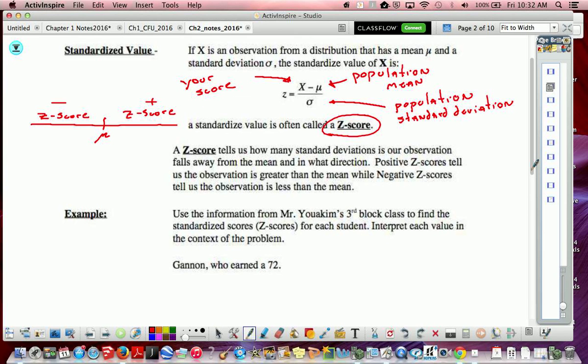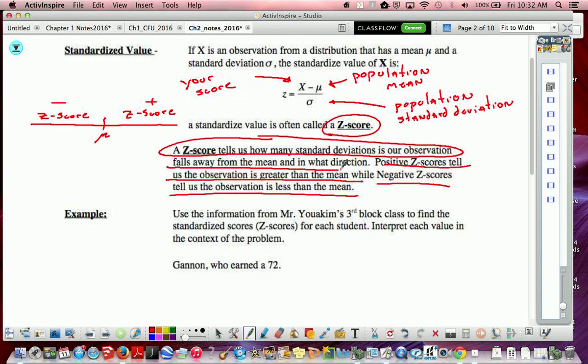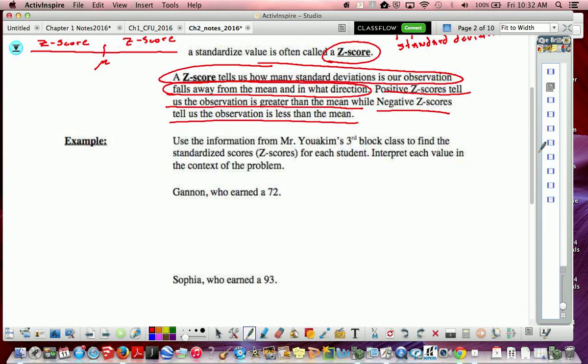So now, as noticed here, it says positive z-scores are greater than the mean, negative z-scores less than the mean. The interpretation of a z-score basically tells you how many standard deviations your score is away from the mean, how many standard deviations you're either above the mean or below the mean. So, to give you practice of this, the last example problem of today says use the information from Mr. Joachim's third-hour block class to find the standardized scores, z-scores, for each student. Interpret each value in the context of the problem.